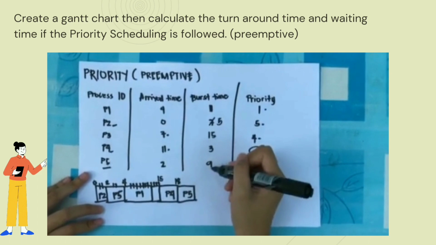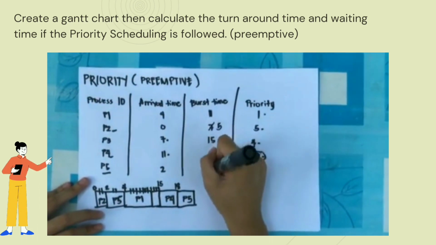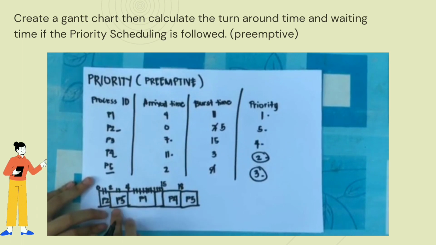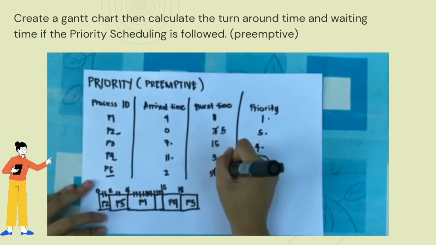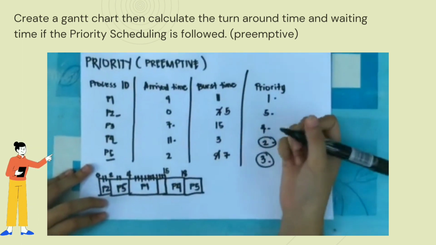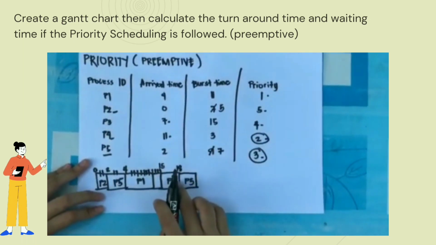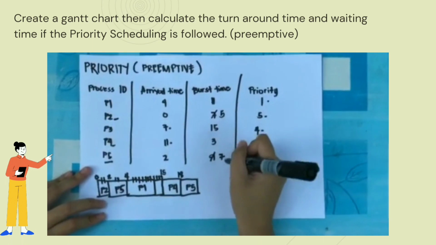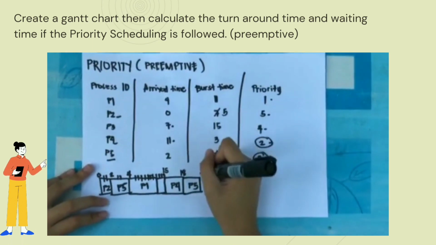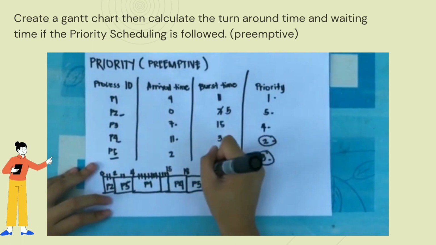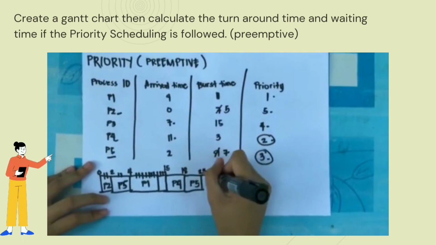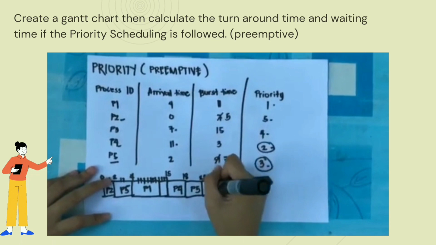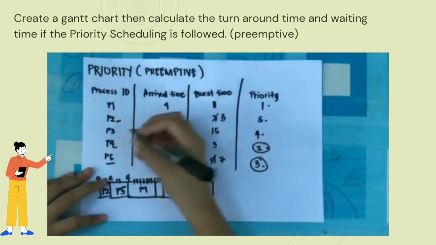Ngayon si P5 meron siyang burst time na 9. Babawasan natin siya ng 2 dahil nagamit natin yung dalawang process niya kanina. So, magiging 7 na lang siya. So, ngayon, yung completion time ng P4, i-add naman natin sa burst time ni P5. So, sagot is 25. Ang next naman is si P3.